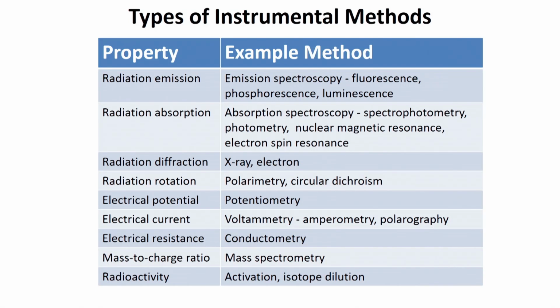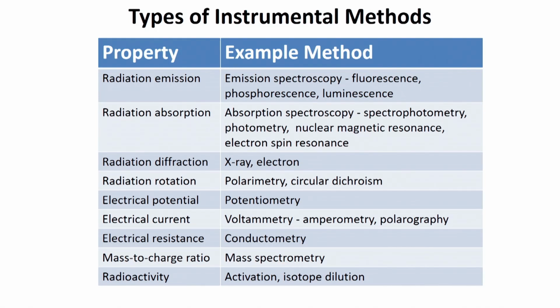Okay, so let's see this one. For example, I just gave you very important types of instrumental methods that are used here, and their property. Here the property is a very specific property, and that is very specific to that one. Then examples are methods. So, for example, radiation emission. We say that a particular element is emitting a radiation at that particular wavelength. So, there actually we measure emission spectroscopy.